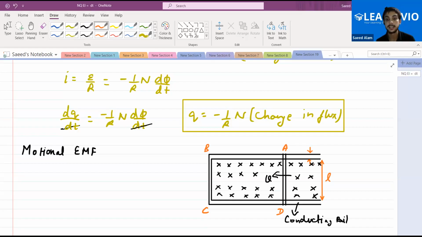Now tell me one thing: if this is the case over here, is some of the flux passing through the ABCD loop area or not?